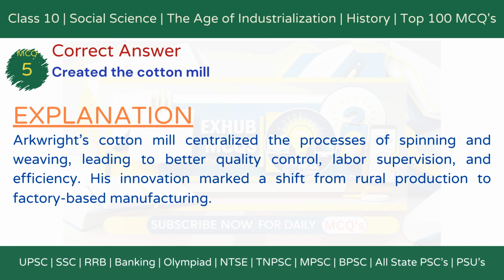The correct answer is option C, created the cotton mill. Explanation. Arkwright's cotton mill centralized the processes of spinning and weaving, leading to better quality control, labor supervision, and efficiency. His innovation marked a shift from rural production to factory-based manufacturing.